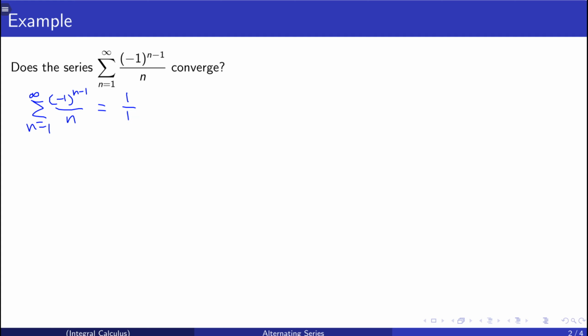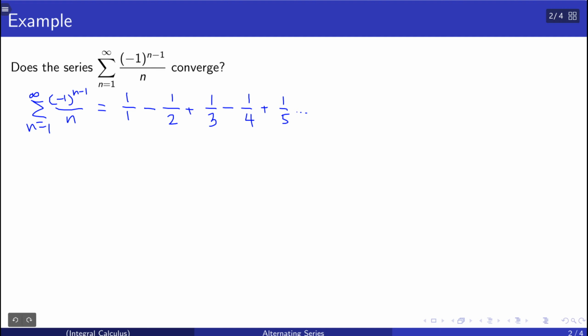When n equals 2, now it's a negative term, right? It's negative 1 raised to 1, and then the denominator is just 2. And then n equals 3, it's positive again. N equals 4, it's negative. And so on and so forth. In fact, I can write it like this, just the minus sign down here. And this is an example of an alternating series. As you can notice, the signs alternate between negative and positive.